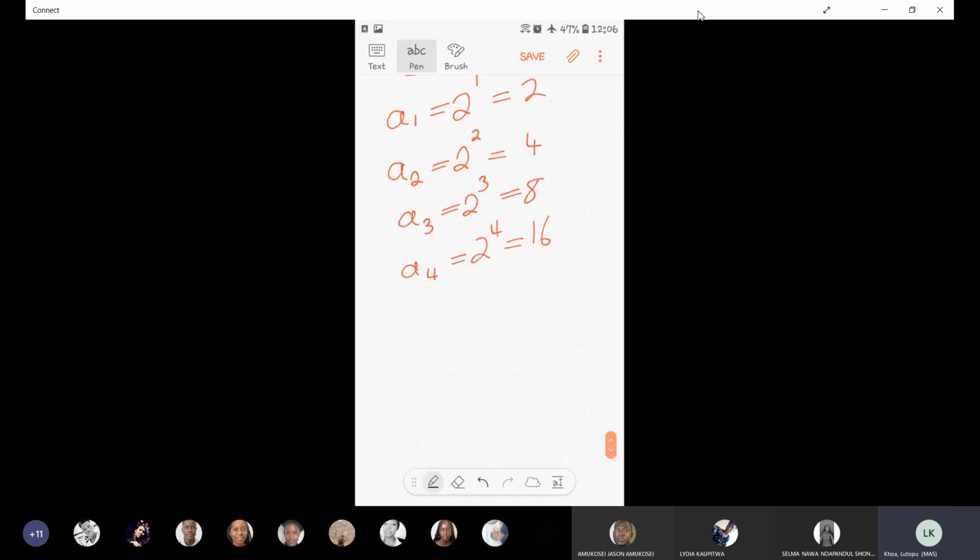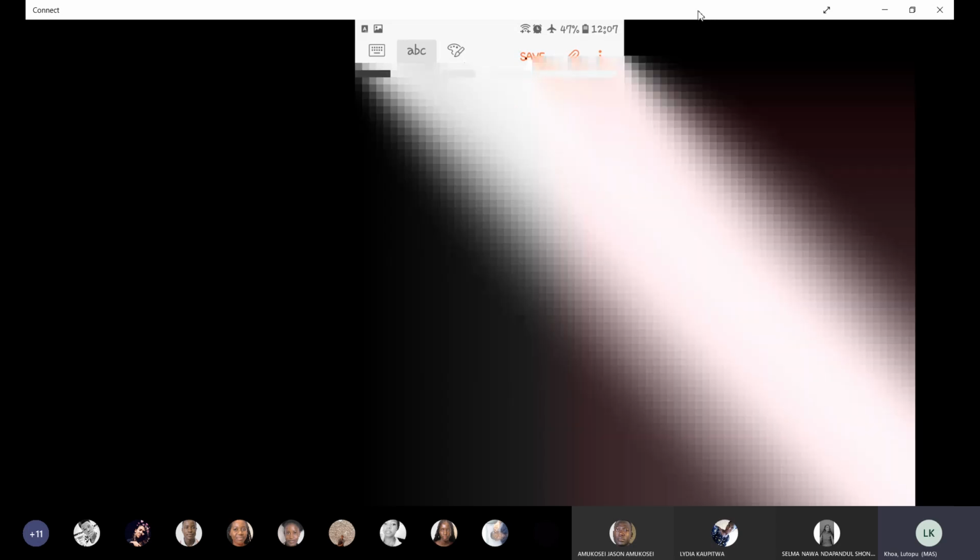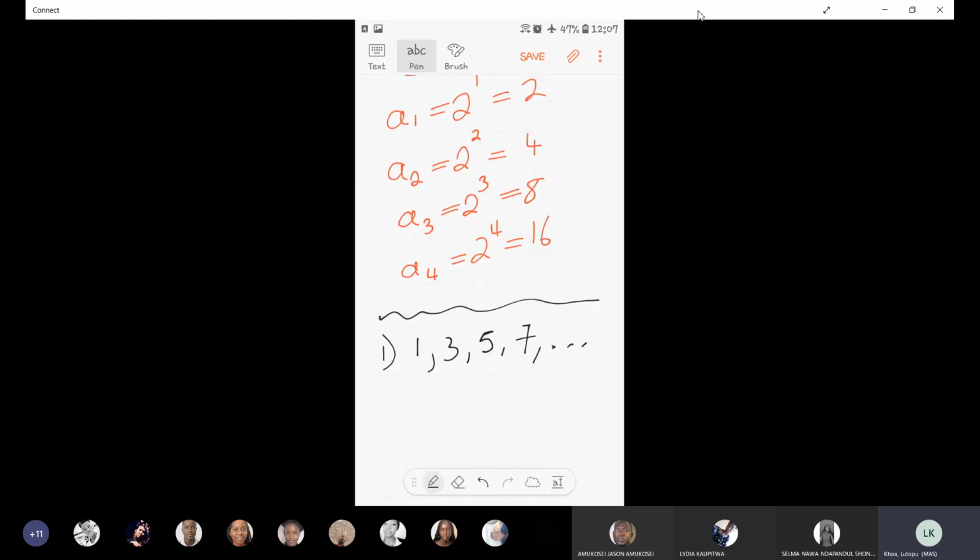Later on, we will actually work it out rigorously so you can see where we get the 2 to the power of n from. For now, I just want you to use your intuition and guess what you think the nth term should be. Let's look at this one. We have 1, 3, 5, and 7. Can somebody tell me what the nth term is, or describe how you get the next one? Either describe how you get the next term or give me a formula for a n.